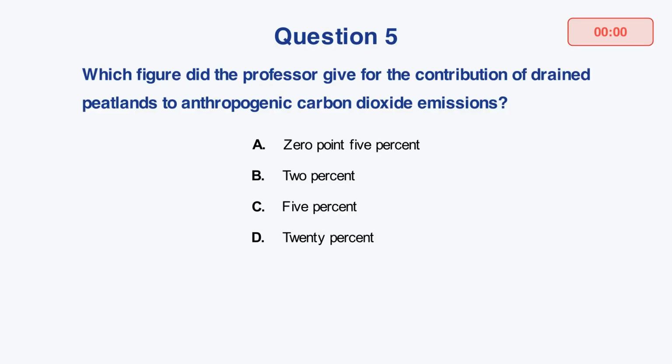Listen again to part of the lecture, then answer the question. Rewetting peatlands reduces carbon dioxide emissions, but can increase methane emissions in the short term.